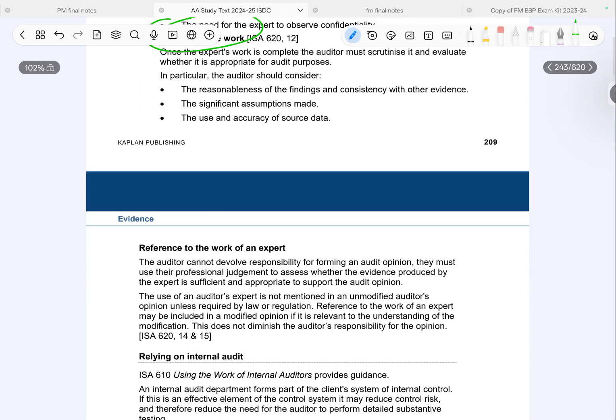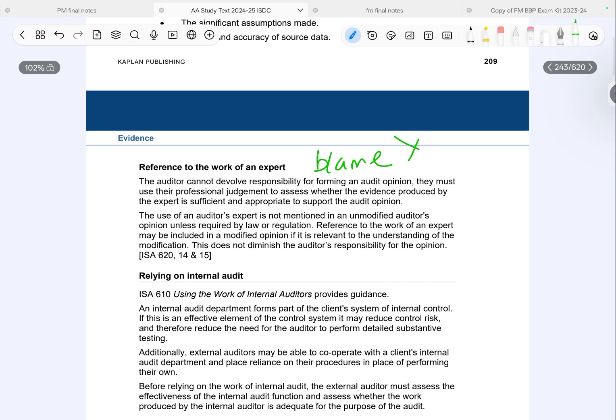Okay, so, even if an auditor uses an expert, they're still fully responsible for the audit opinion. They can't pass the blame. They must use their own judgment to decide if the expert's work is sufficient and appropriate. Also, in the normal audit report, the auditor usually does not mention the expert at all. Only in a modified opinion can they refer to the expert, and even then, the responsibility does not reduce.